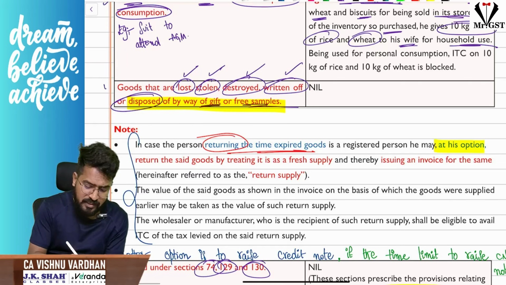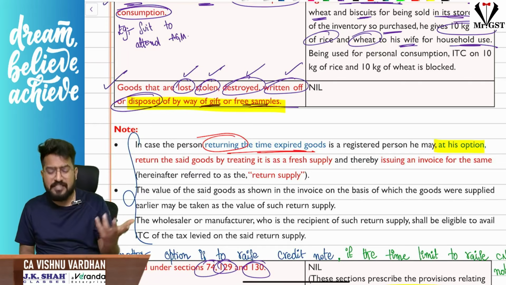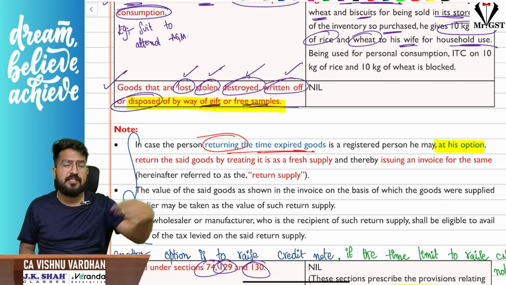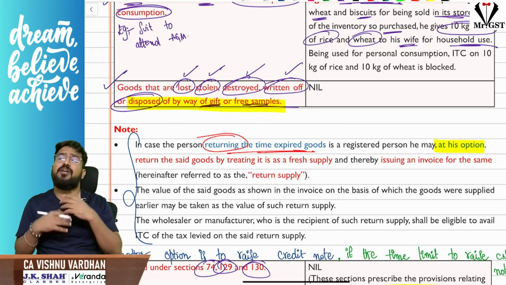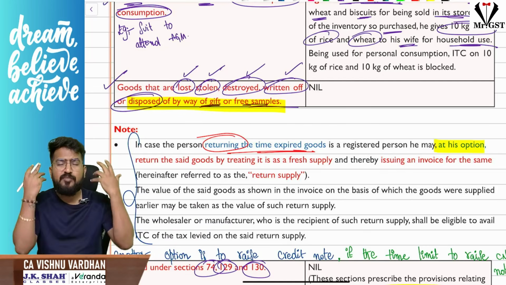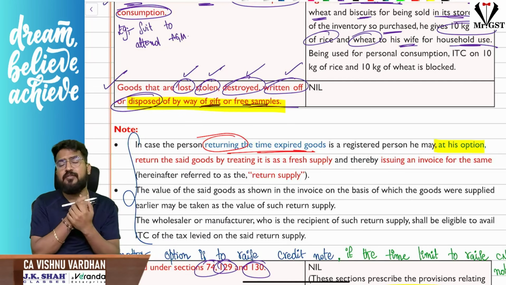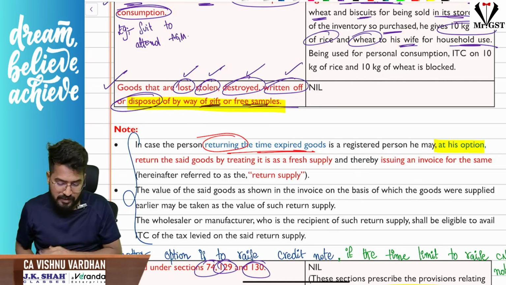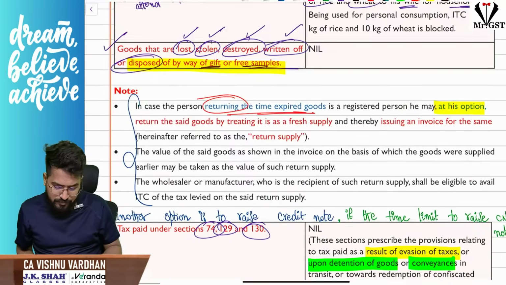Not only that, sir, any goods lost, stolen, destroyed, or written off or disposed by way of gifts or free samples, you are giving certain things as gifts to people, or you are writing off certain things, or some goods are destroyed in the factory because of fire accident, etc., those things you cannot take ITC. That is the concept, right?